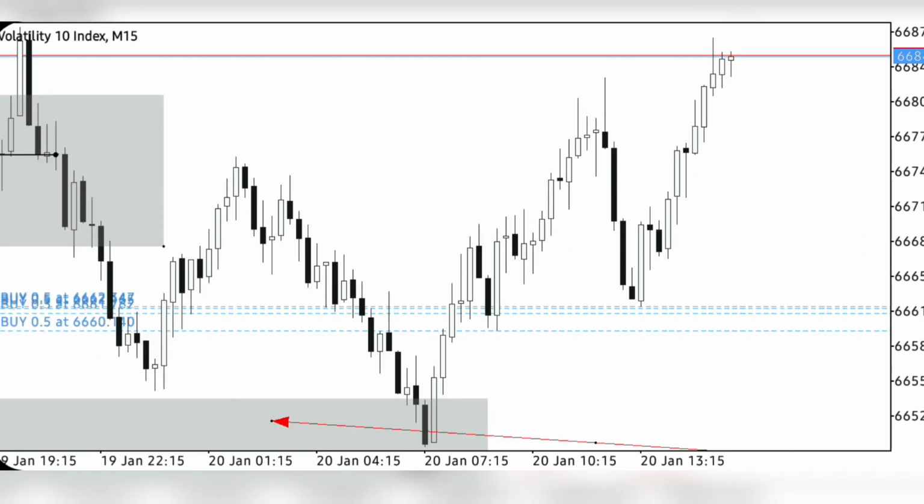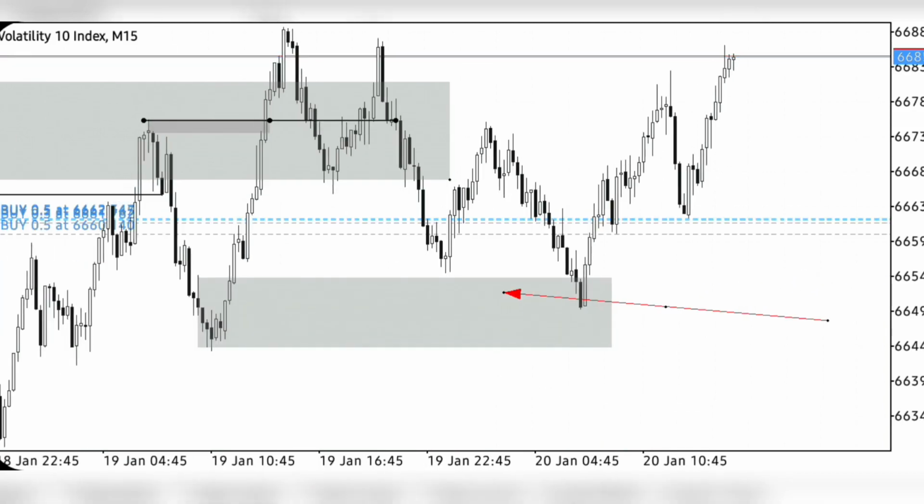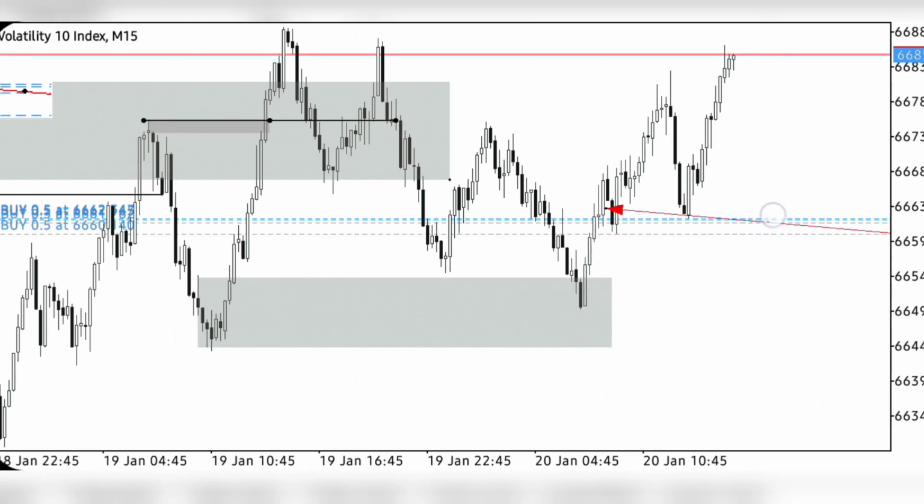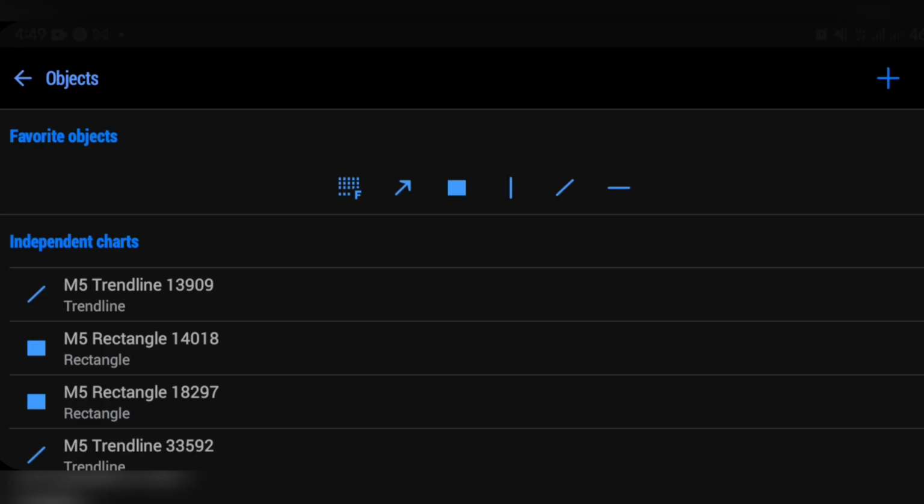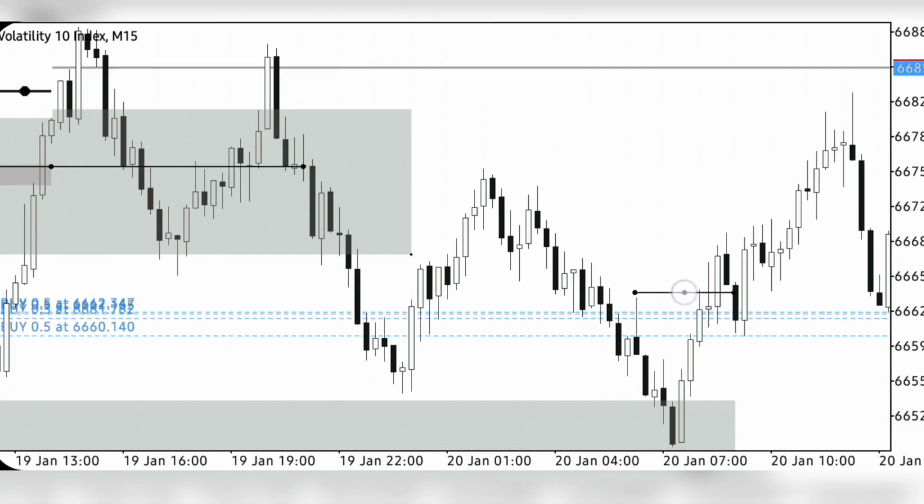Then on the 15 minutes time frame, as you can see, we had this impulsive movement to the upside. This was what validated me that we have a change of character. We had this break of structure here. There was a break of structure here. This was a break of structure.